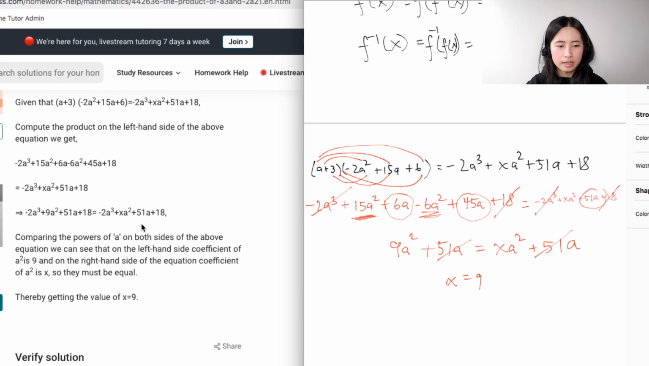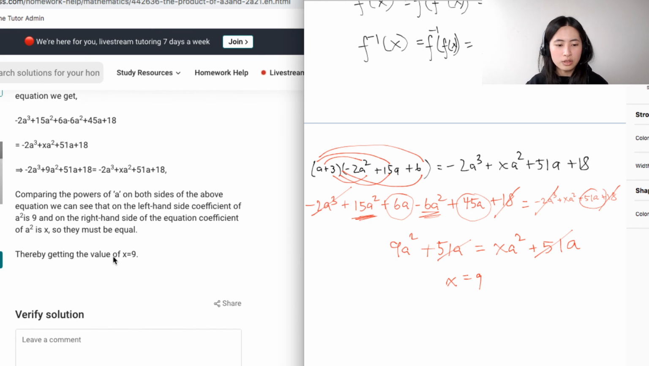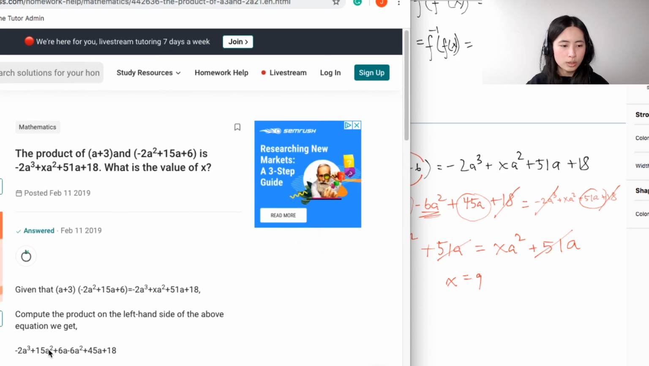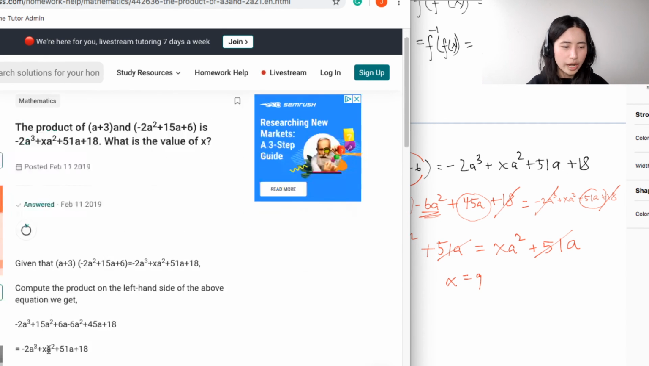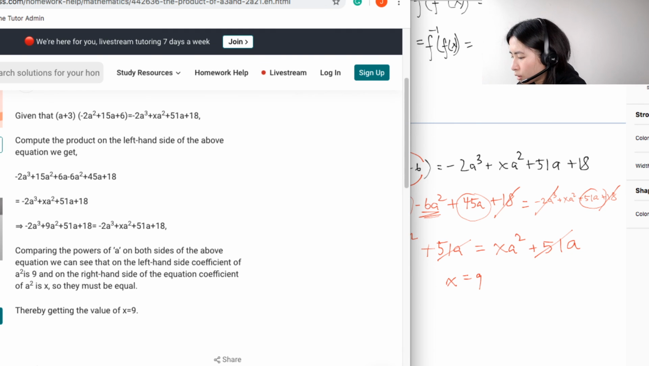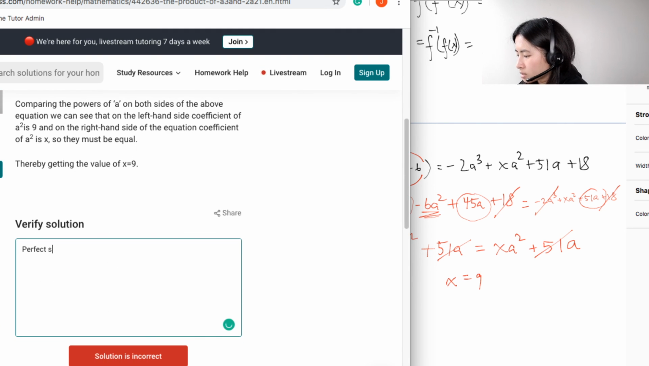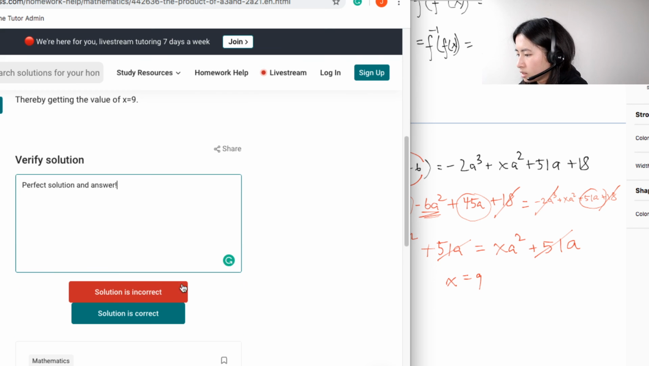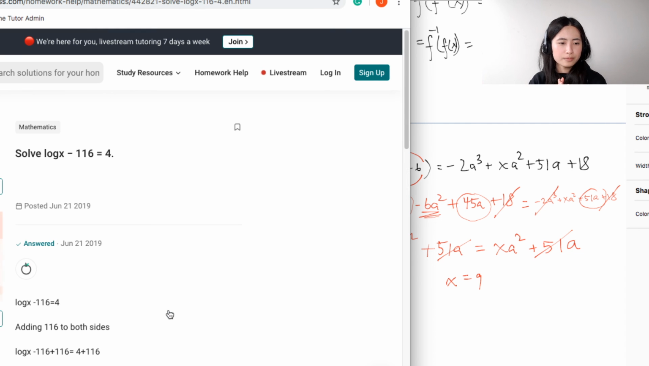And then they simplified this, right? As you can see, we canceled out the negative 2a cubed, 9a squared remained. We had 51a as well, right? And then we had the 18 and the 18 on this side. And ultimately, the 51a is going to cancel out, right? So yeah, their value is x is equal to 9. Okay, so we don't have anything to correct because this is perfect. So perfect solution and answer. Okay, solution is correct. Great.